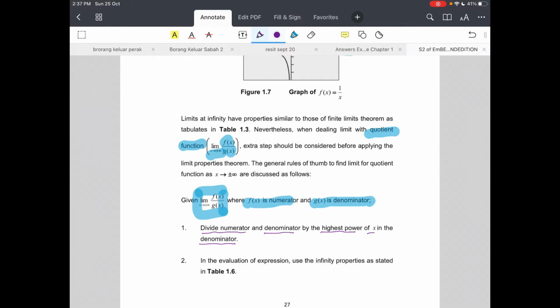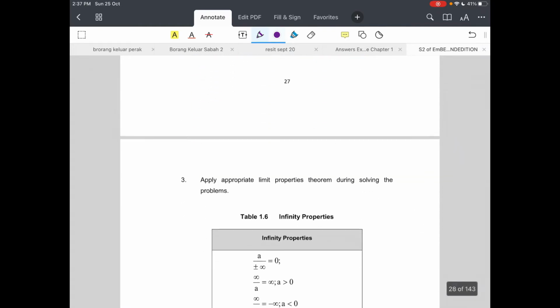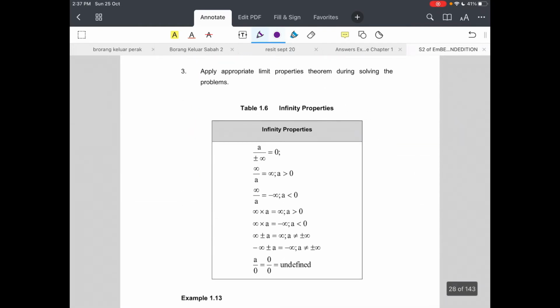Then when we evaluate the expression and insert the limit value, we use the infinity properties as stated in table 1.6. What are the infinity properties? Any number a divided by plus or minus infinity, for example 2 divided by infinity or 2 divided by minus infinity, the answer will be 0. And it can be not only 2, it can be 100, 1, -1, any number.